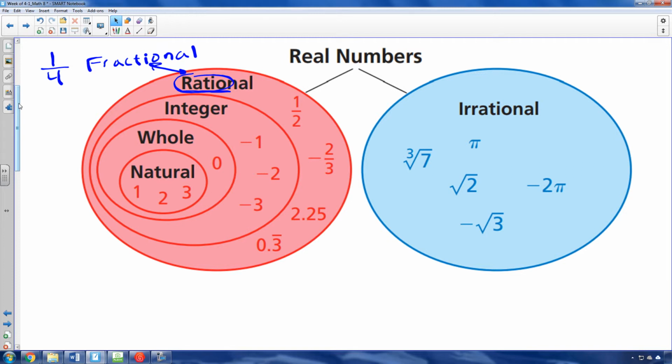Let's take a look at this guy right here, 2.25. That's 2 1/4, right? This is 0.3 repeating, which is actually kind of weird, but it's 1/3. So these are all rational numbers. A decimal that doesn't repeat and goes on forever is an irrational number.